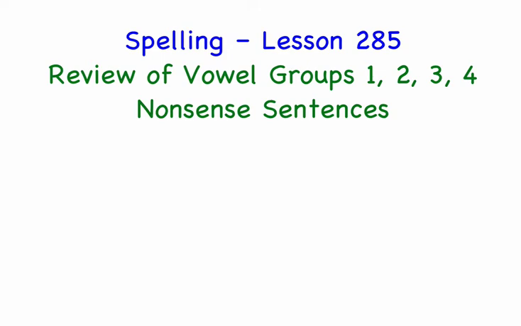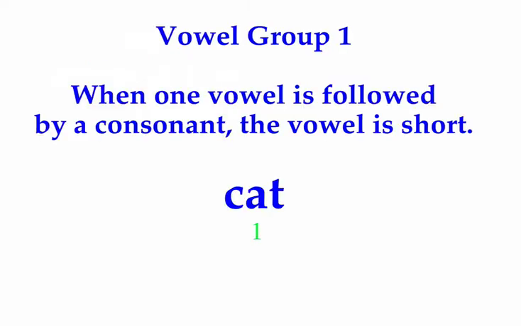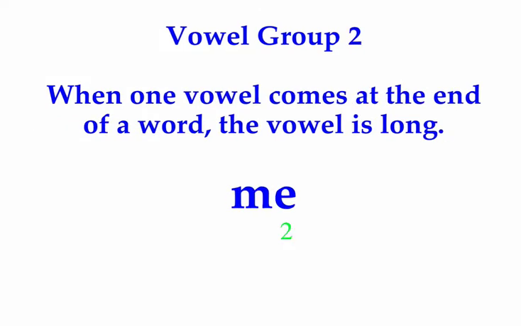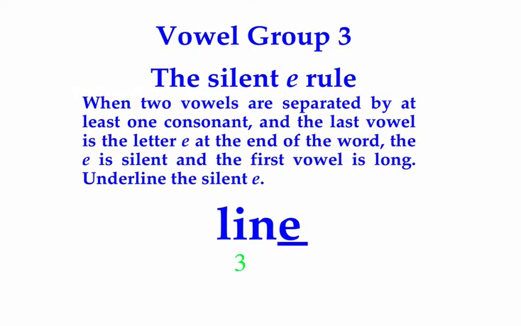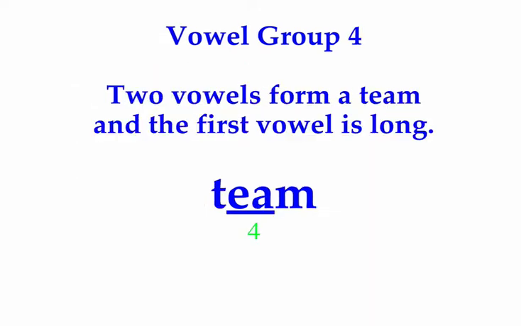Let's do a quick review. Vowel group 1: one vowel in a word followed by a consonant, the vowel is short. Vowel group 2: one vowel in a word, the vowel is the last letter in the word, the vowel is long. Vowel group 3 is the silent E rule, where the E at the end of the word is silent, and the vowel that comes before the silent E is going to make its long sound. Vowel group 4 is when two vowels join together, form a team. The first vowel represents its long sound.